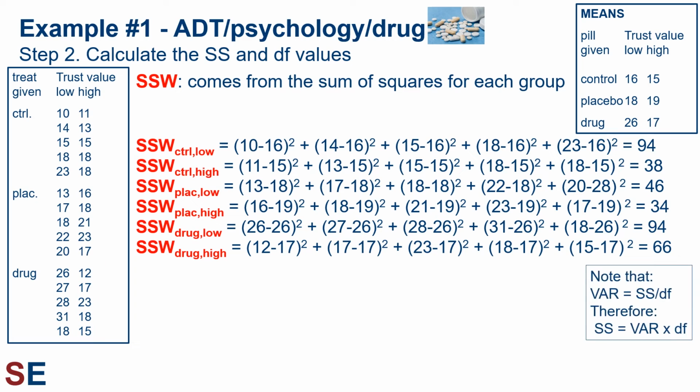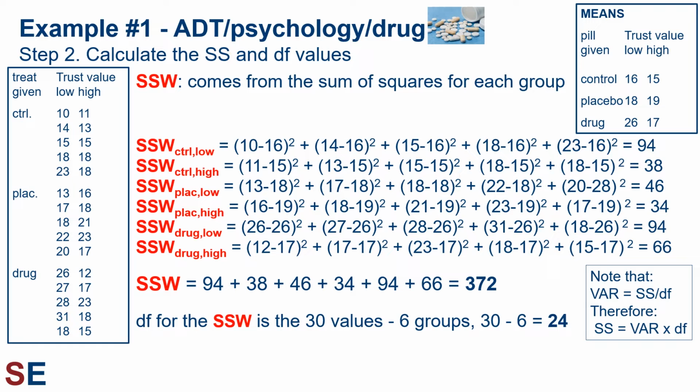Note that since the variance is the sum of squares divided by the degrees of freedom, we could get these values from our variances we calculated earlier for the Fmax test by multiplying each variance by 4. We add all these together to get an overall sum of squares within of 372. The degrees of freedom for the SSW is the 30 data values minus the 6 groups, which equals 24.